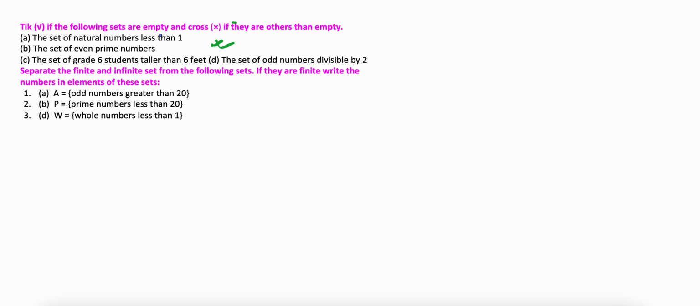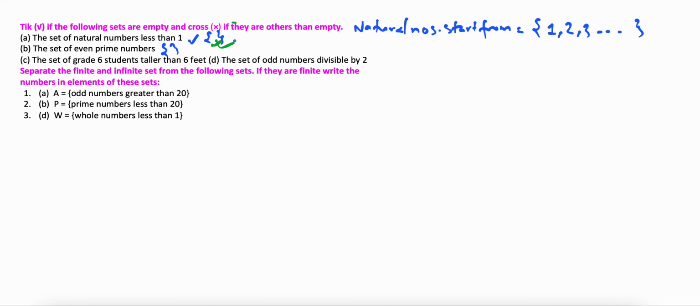The set of natural numbers less than 1. Natural numbers start from 1, 2, 3, like this. So there is no number less than 1. So it is 0. Empty, yes. This is empty, correct.